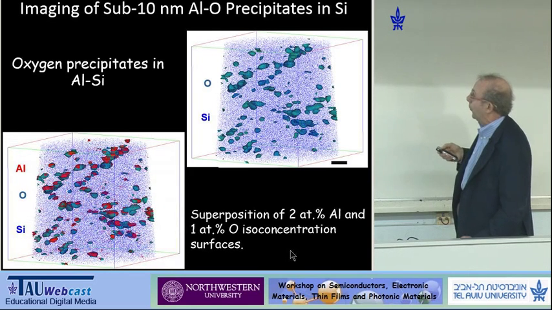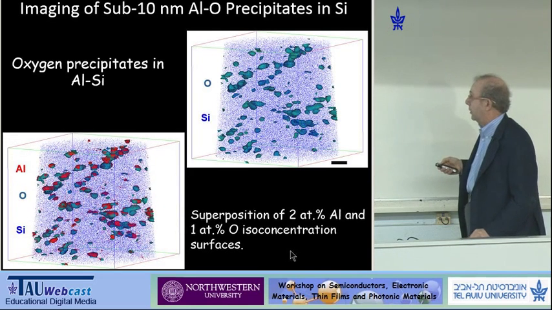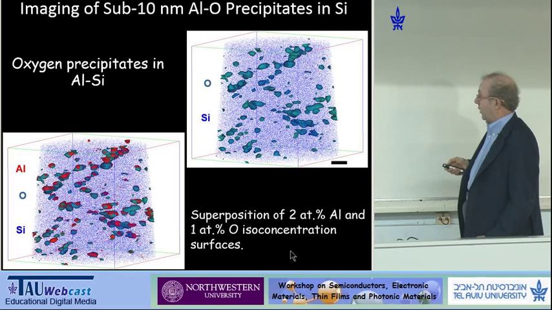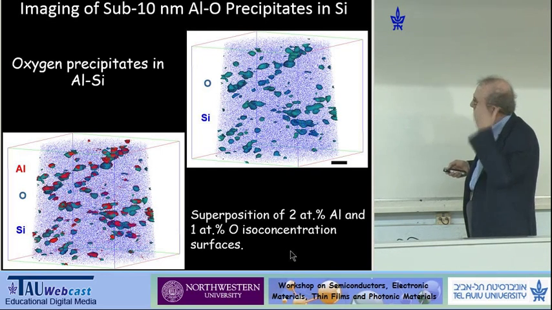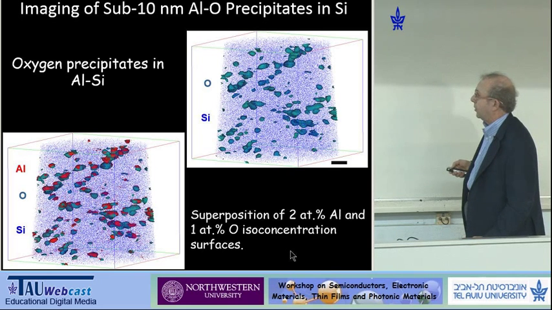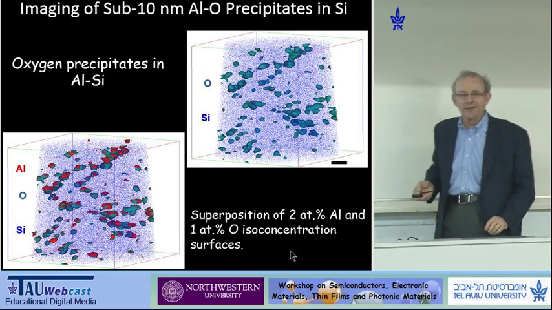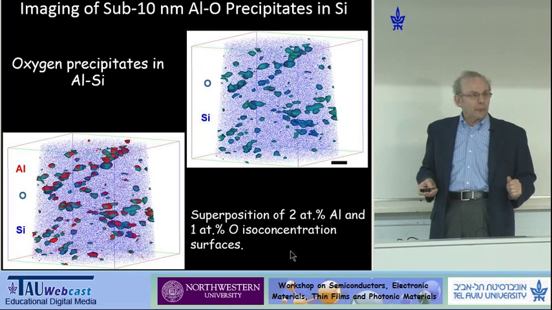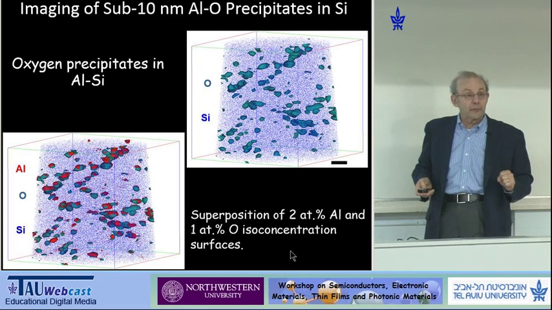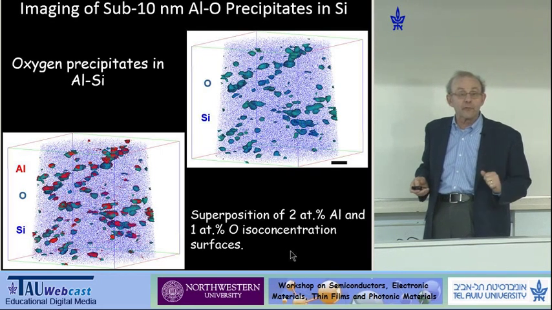Okay, and now we superimpose the two sets of data. So this is a 2 atomic percent aluminum isoconcentration surface and a 1 atomic percent oxygen isoconcentration. You might be asking, how do we pick these numbers? It's by experience. This is where there's some art to the subject. Picking the right isoconcentration surface is important.